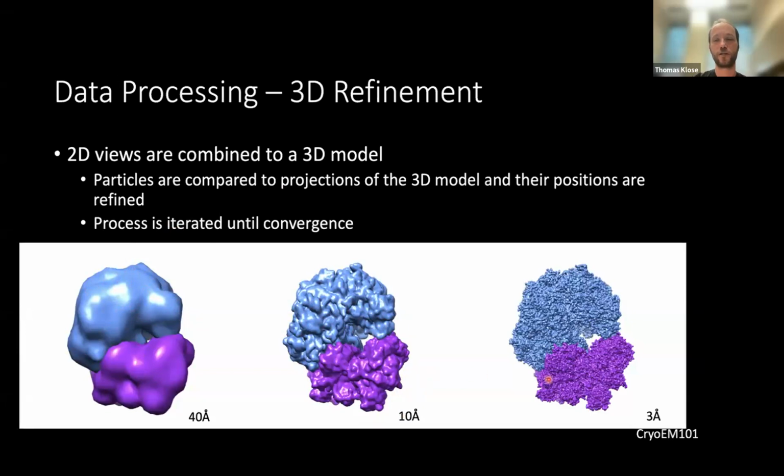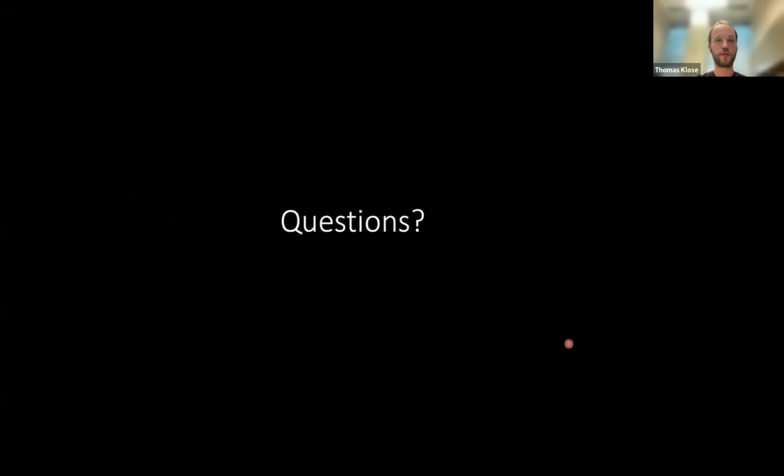And then if you keep doing this and your data quality is good and your protein quality is good, you can get to like a 3 angstrom or even better structure. And again, this is highly automated these days. So you usually push a button and you can follow it along and it will give you a nice structure at the end. So with that, I'm at the end of what I wanted to talk about.